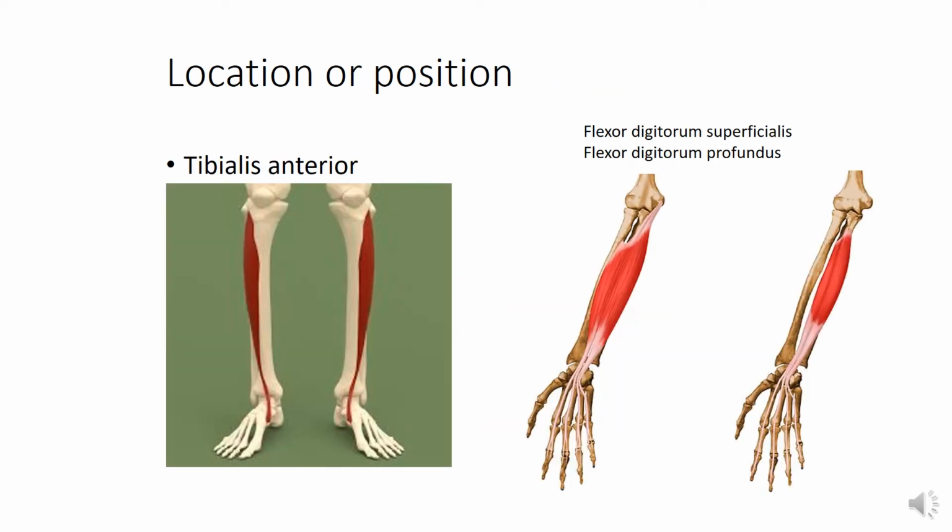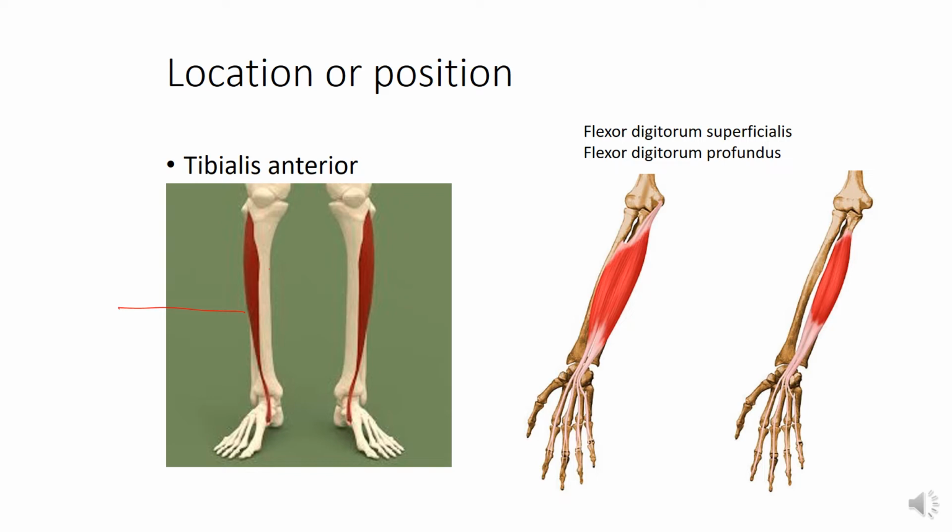So muscles can be named according to the location or the position. An example is tibialis anterior. As the name indicates, the position is in front of the tibia, anterior to the tibia. So this muscle is located in the leg, anterior to the tibial bone, in the anterior compartment of the leg.